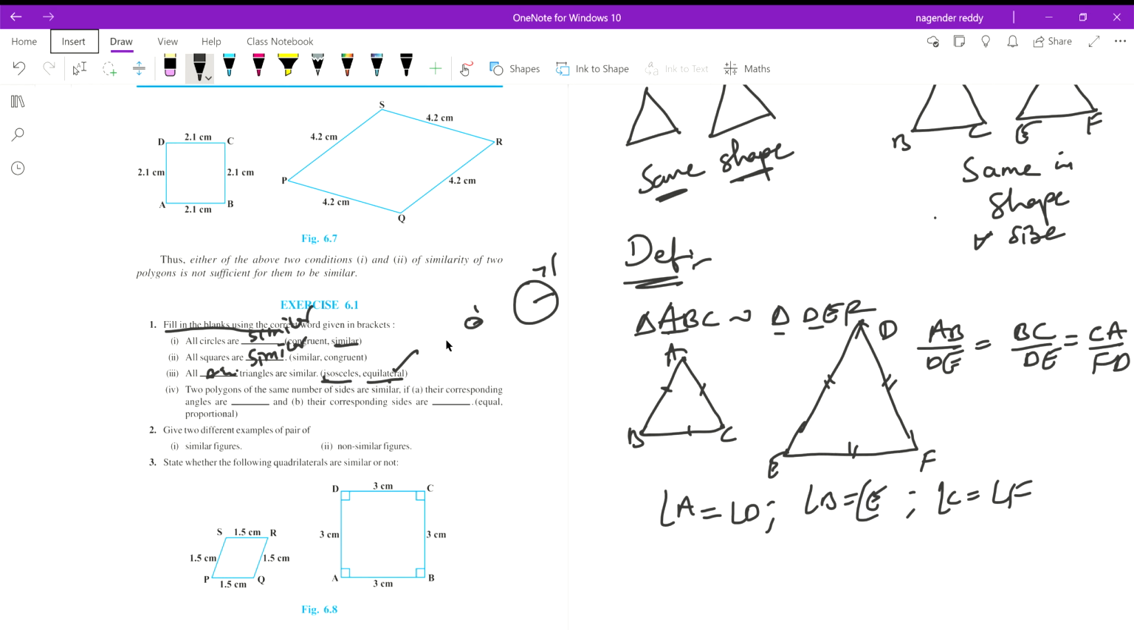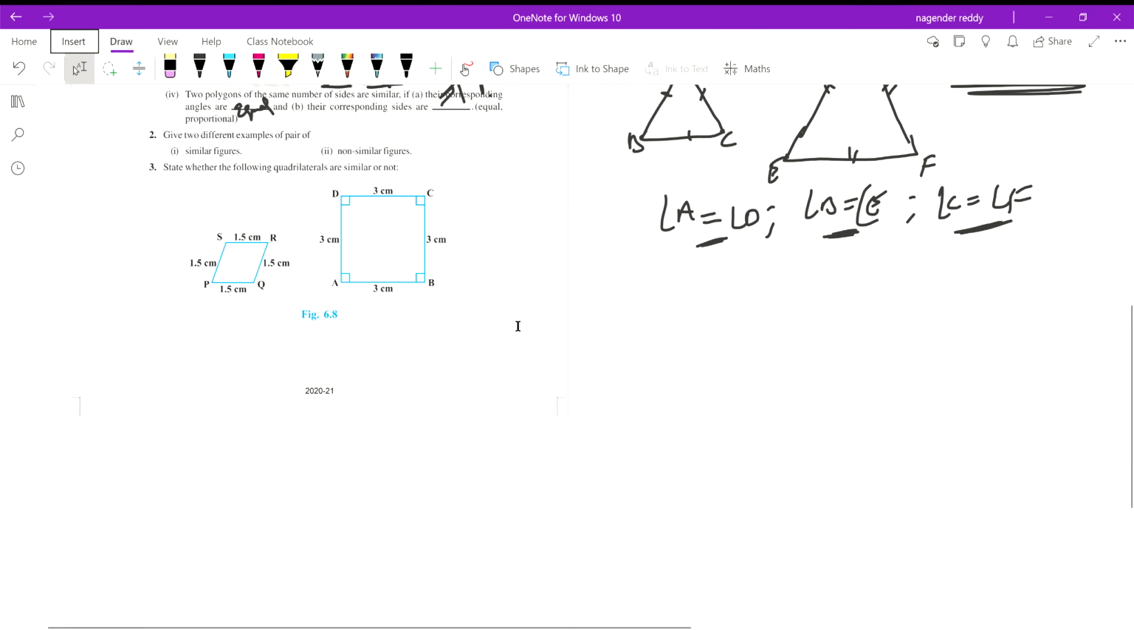Two polygons of the same number of sides are similar if their corresponding angles are equal, and their corresponding sides are proportional. They are equal and proportional here. Now we can go for the next one.